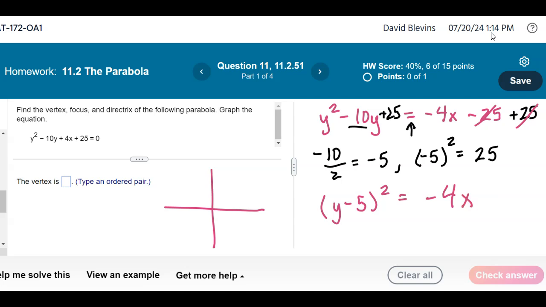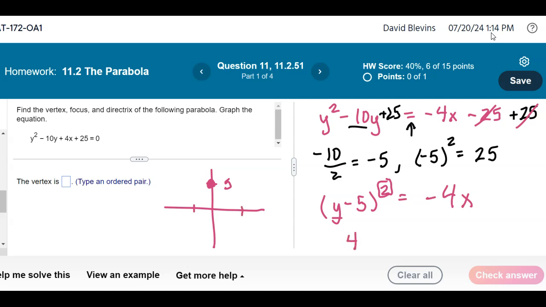So we're going to go up 5 because we go in the opposite direction. We go up 5, and that's going to be our vertex. Now, the sign in front of x determines if we open left or right. Because y is being squared, we are going to open left or right. Because that's a negative, we're going to open to the left. That means the focus is going to be to the left of the vertex, and the directrix is going to be to the right.